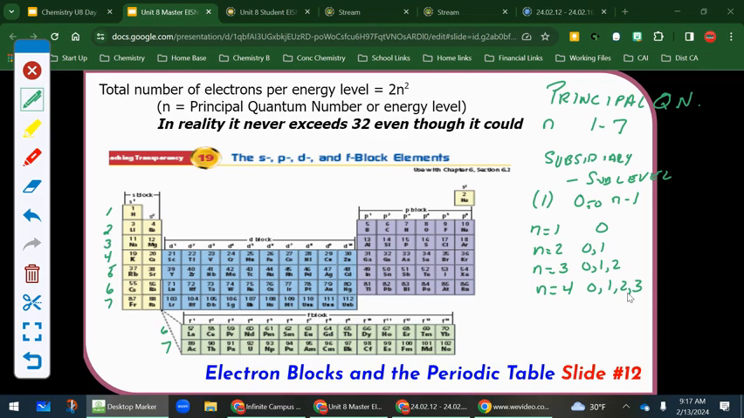Some don't have that many. The first level only has 1 sublevel. It doesn't have 2. It only has 1. Why? So close to the nucleus, there is not room for a second sublevel.